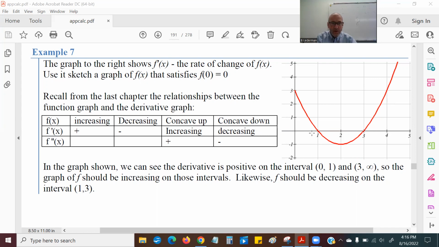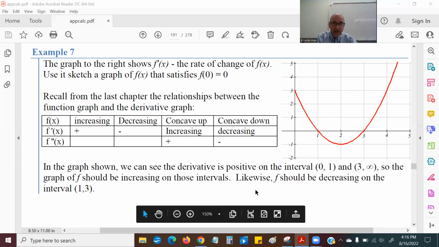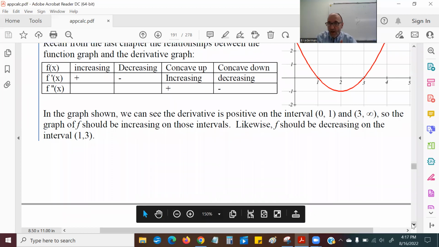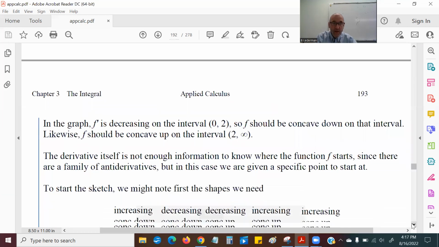Now, notice that over here, this whole way down, f prime is decreasing until I get to that point right there. Since f prime is decreasing, that means that the function is going to be concave down. And then from this point on, even though f prime is still negative, it's increasing. And since f prime is increasing, the function is going to be concave up. We're going to put all that information together, and we're going to graph this sucker. The book is going to draw this out.